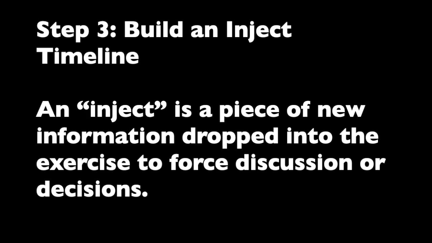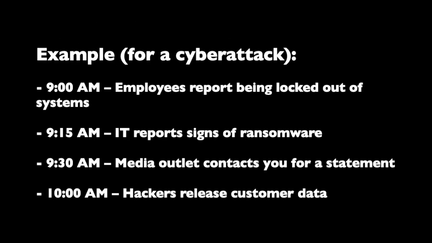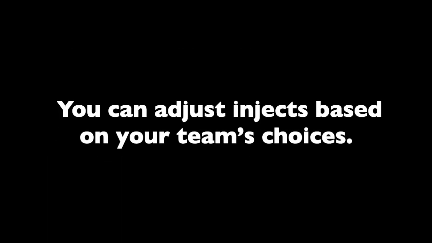Step 3. Build an inject timeline. An inject is a piece of new information dropped into the exercise to force discussions or decisions. Here's an example for a cyber attack. 9 a.m., employees report being locked out of their computer systems. 9:15, IT reports signs of ransomware. 9:30, media outlet contacts you for a statement. 10, hackers release customer data. This keeps the scenario evolving, just like in real life.